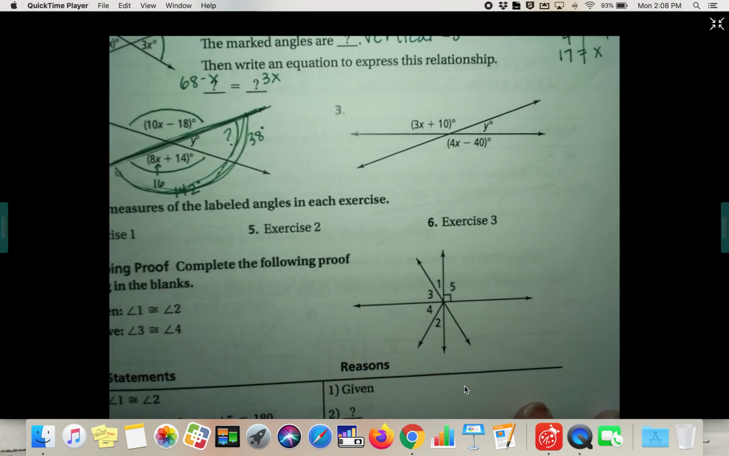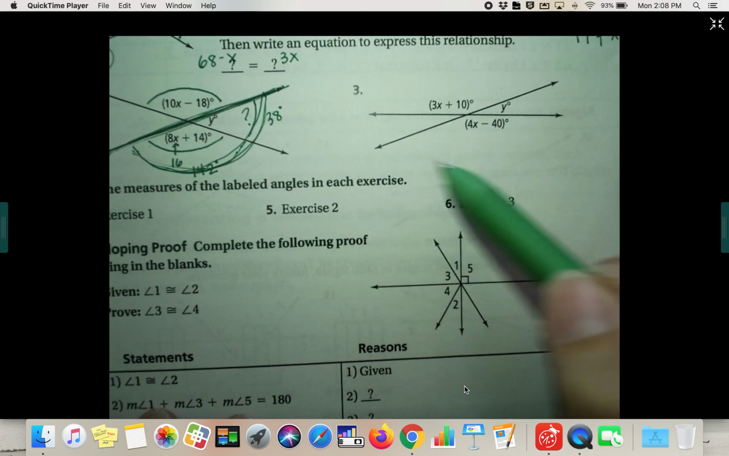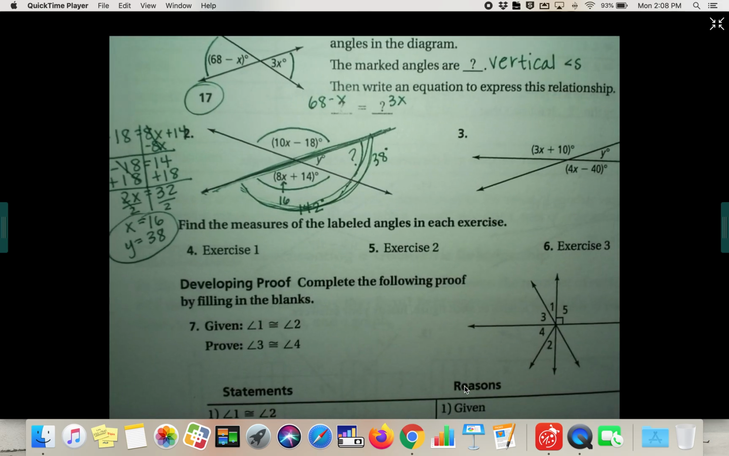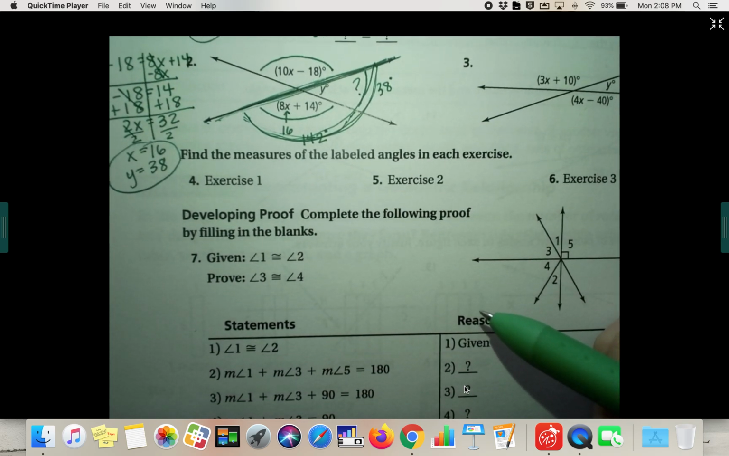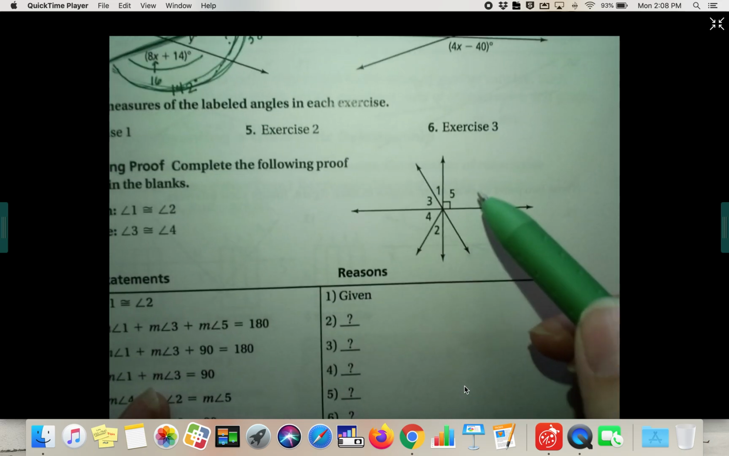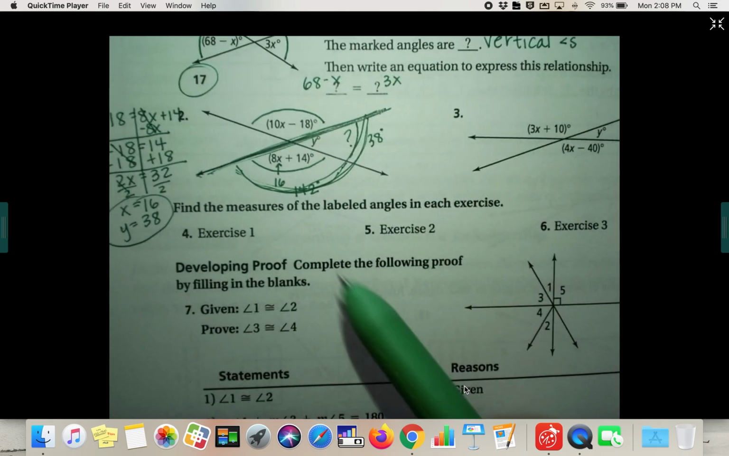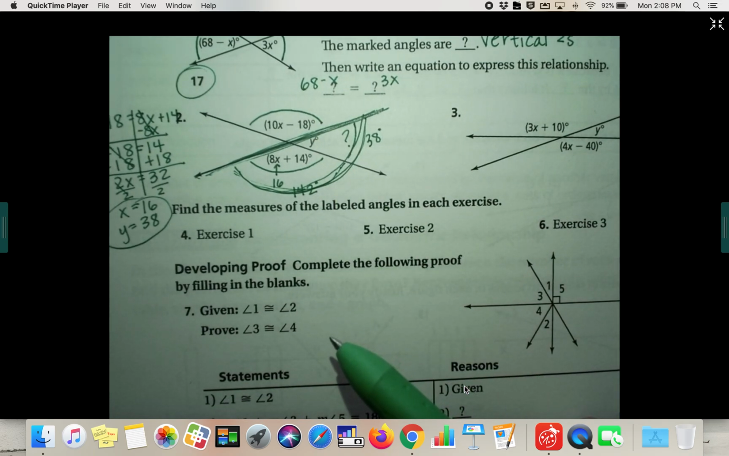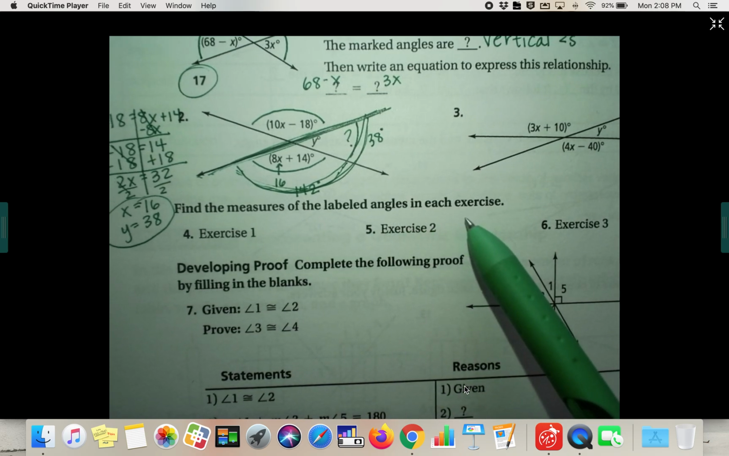Number 3 is exactly like number 2. If you want to, I would try that out, and you can make sure you understand how to do that. But since these are the same, I'm going to move on. Let's see what it says. Find the measures of the labeled angles in each exercise. Oh, they're talking about down here, I think. Oh no, must have been up here.